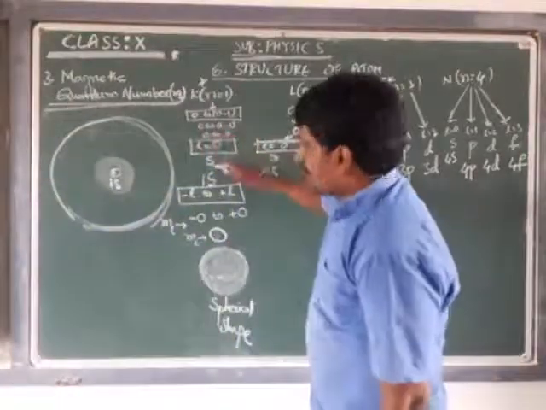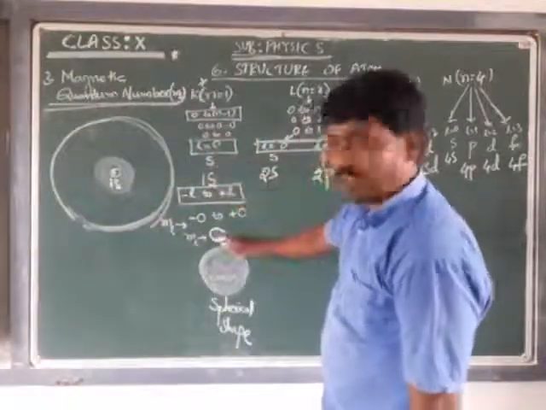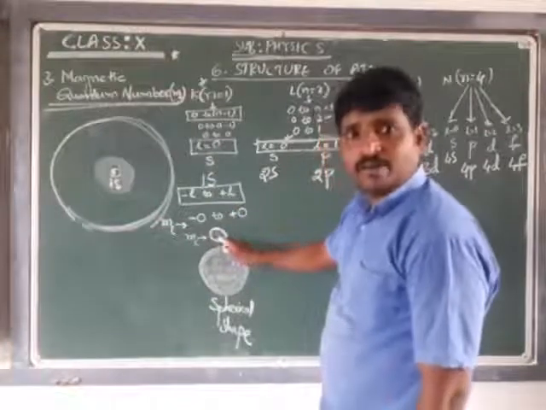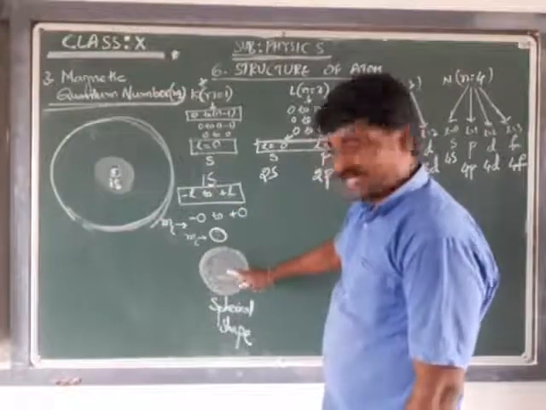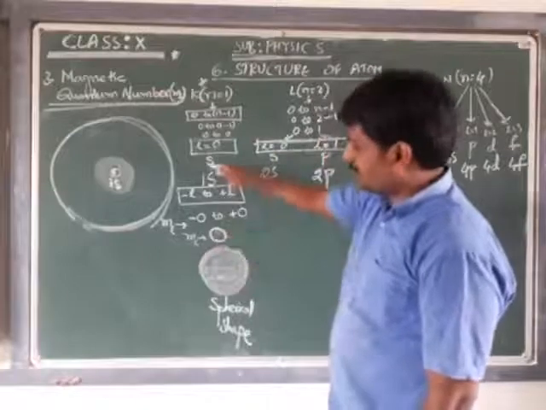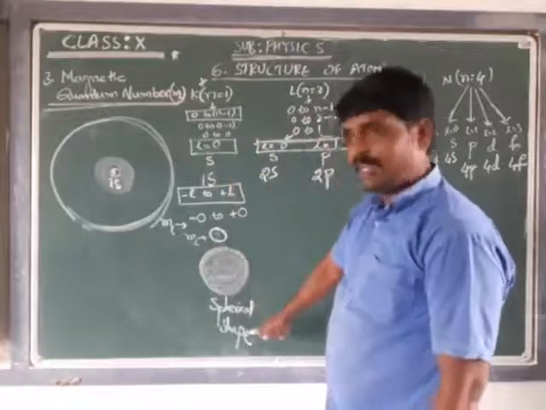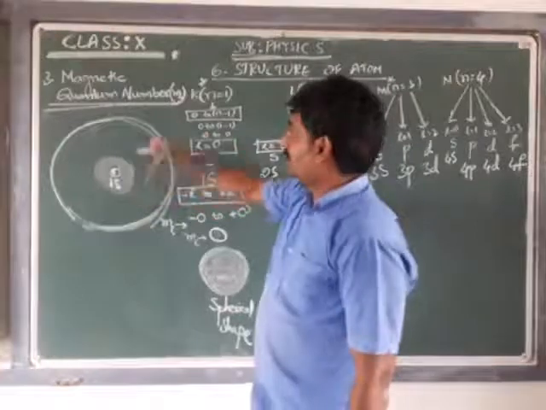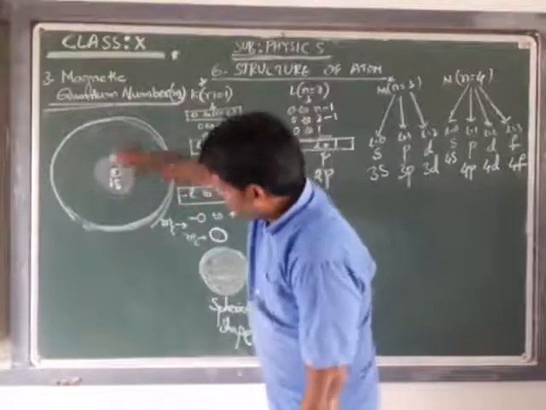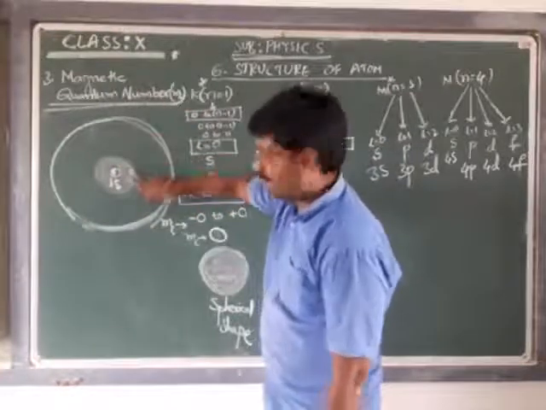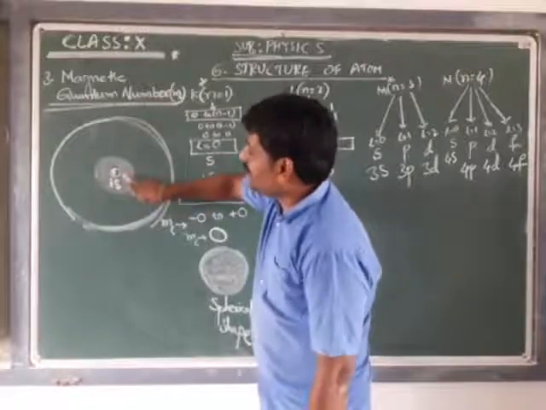First shell has one subshell. It is referred to as 1s. For this, we have L equal to 0 and magnetic quantum number Ml equal to 0. The S subshell is spherical in shape. That means the first shell, the K shell, has one subshell, the S subshell, and it is oriented in the form of a sphere.